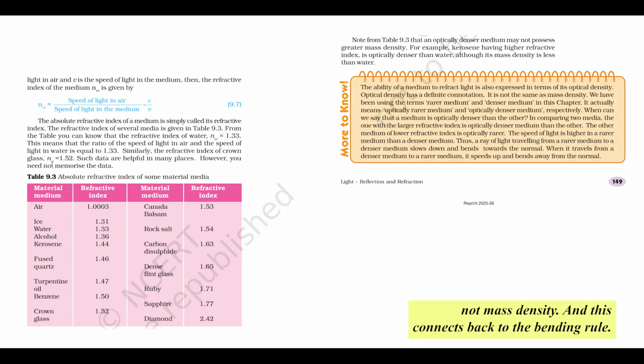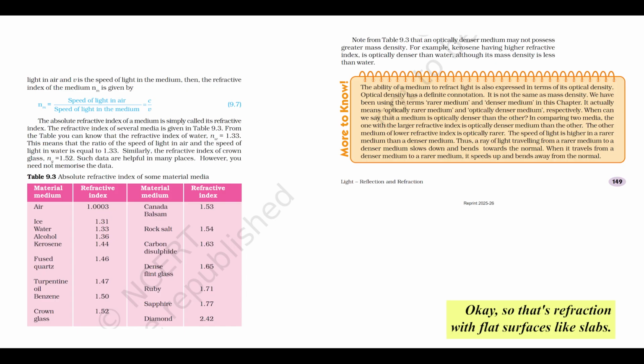And this connects back to the bending rule. Light going from rarer to denser, lower n to higher n, slows down, bends towards the normal. Light going from denser to rarer, higher n to lower n, speeds up, bends away from the normal. Think of the traffic analogy again. Highway, rarer, to city street, denser, you slow down and steer inwards towards the normal. City street, denser, to highway, rarer, you speed up and steer outwards, away from the normal. So refractive index quantifies the bending, linked to speed change. And optical density is about this refractive property, not just weight. That traffic analogy really helps visualize the towards-away bending.